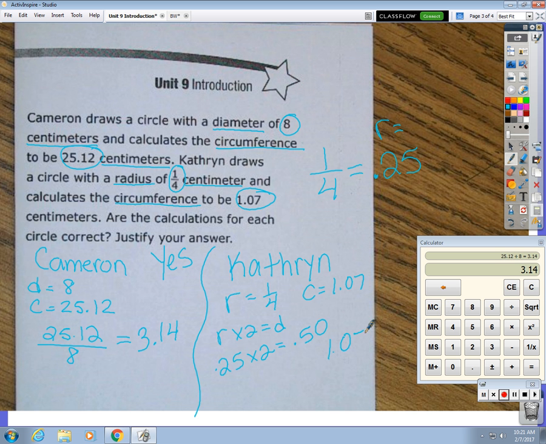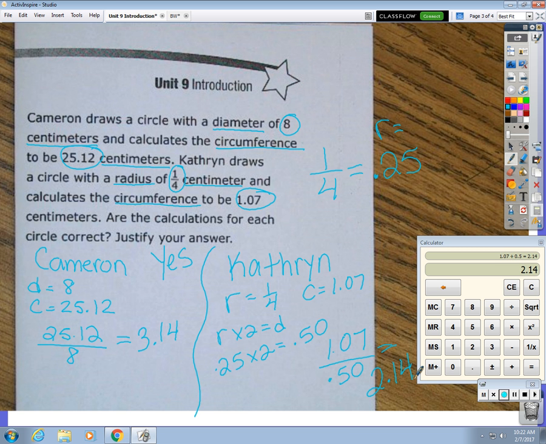So we're going to take our circumference. We're going to divide our circumference by the diameter. 1.07 divided by 0.5 equals 2.14. Did she measure accurately? No. No, or maybe she didn't record it down correctly, right?